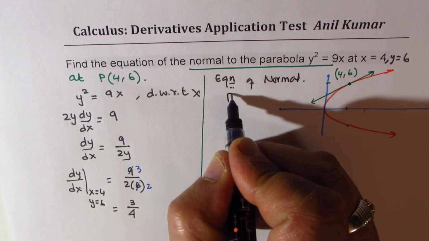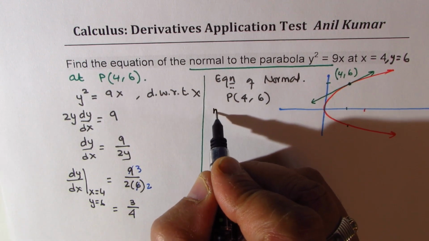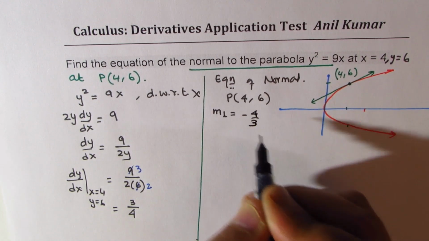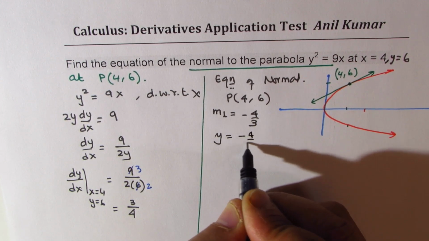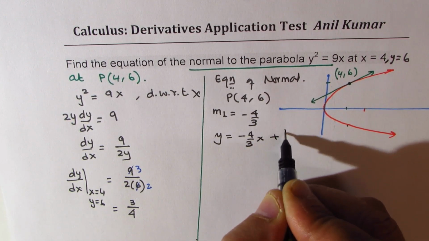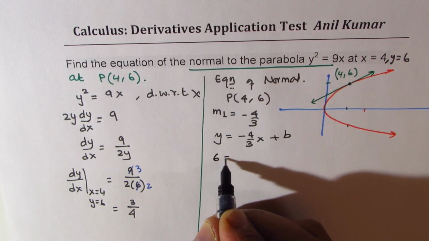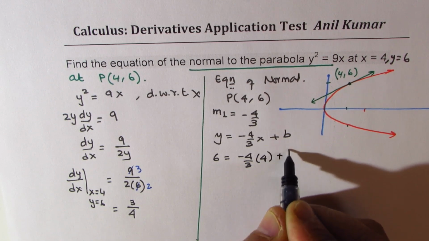The point being considered is, again, (4, 6). Now the slope of the perpendicular will be the negative reciprocal, which is negative 4 over 3. So the equation will be y equals negative 4 over 3 x plus b. To get the value of b, I'll substitute these values: 6 equals negative 4 over 3, x is 4, plus b.